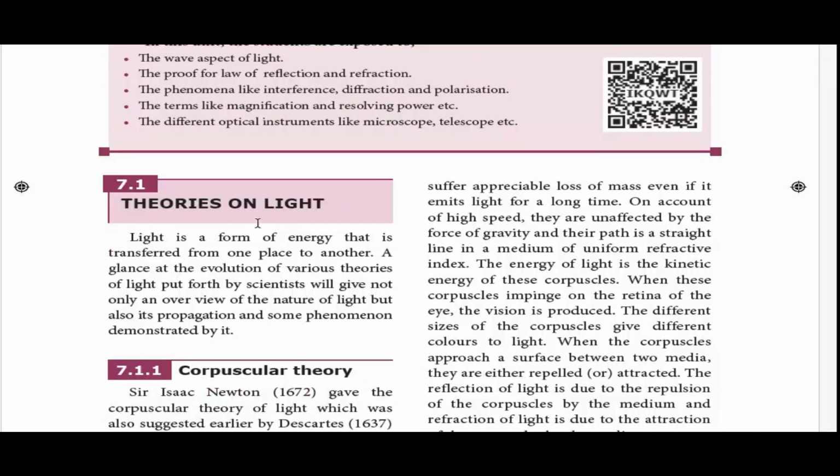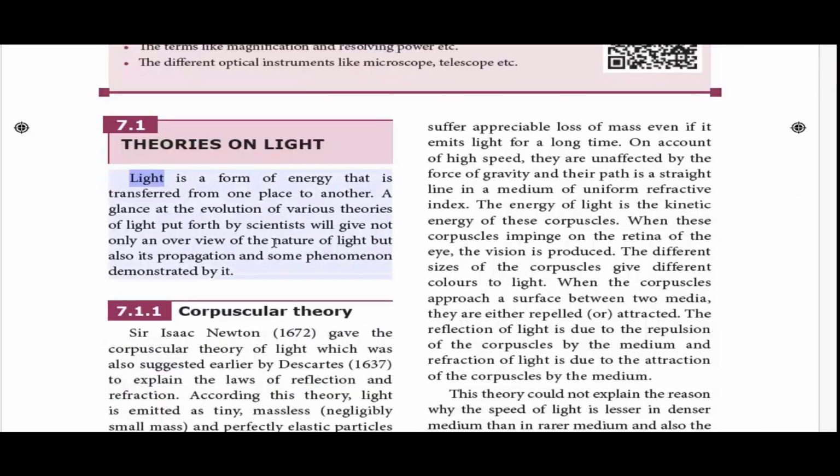Theories on light. 7.1 Light is a form of energy that is transferred from one place to another. A glance at the evolution of various theories of light put forth by scientists will give not only an overview of the nature of light but also its propagation and some phenomena demonstrated by it.